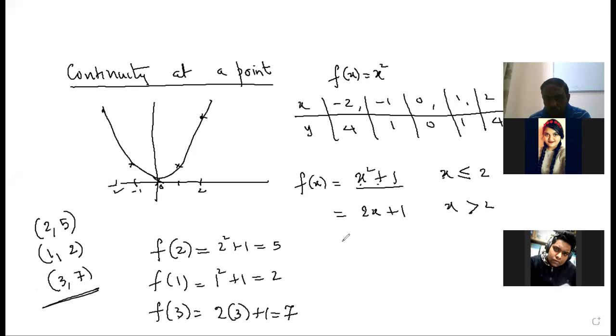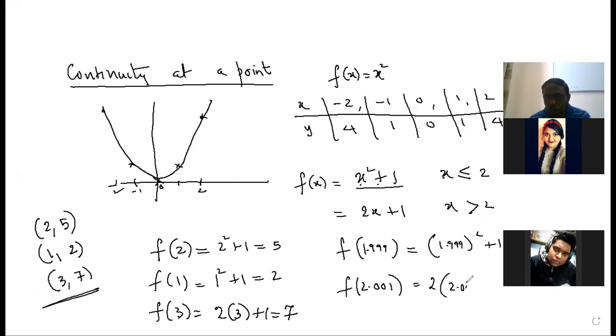Yes, sir. So what will be f of 1.999? Which formula will you apply? And f of 2.001, which formula will you apply? For 1.999 we'll use the first formula, right? We'll write 1.999 the whole square plus 1. And f of 2.001, which will you apply? Second formula. 2 into 2.001 plus 1. Is this clear to you? Yes, sir. Okay.